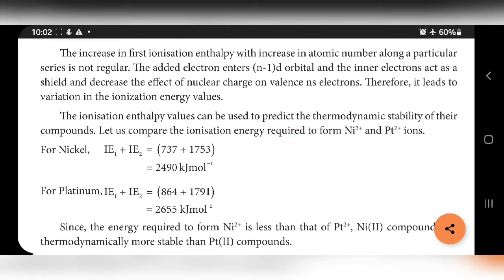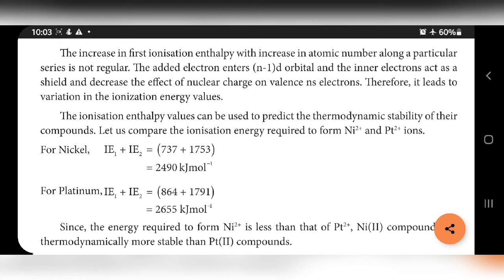So the added electron enters the n-1 d orbital. So what? The inner electrons act as a shield. If they shield properly, it decreases the attractive forces, that is, the nuclear charge on the valence electron. Therefore it leads to variation in the ionization energy values. So only the increase is not regular.